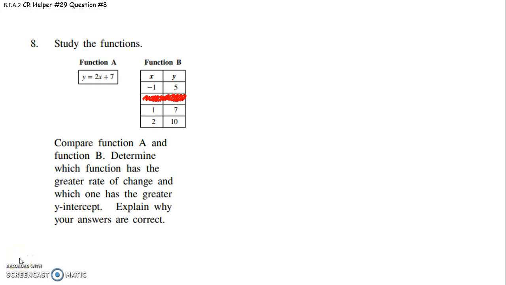Eighth graders, this is to help you with question 8 on CR 29. It says study the functions. Function A is y equals 2x plus 7, and function B is given as a table of values. Compare function A and function B. Determine which function has the greater rate of change. Just so you know, rate of change just means slope. They just want to know which function has the greater slope, and which one has the greater y-intercept?